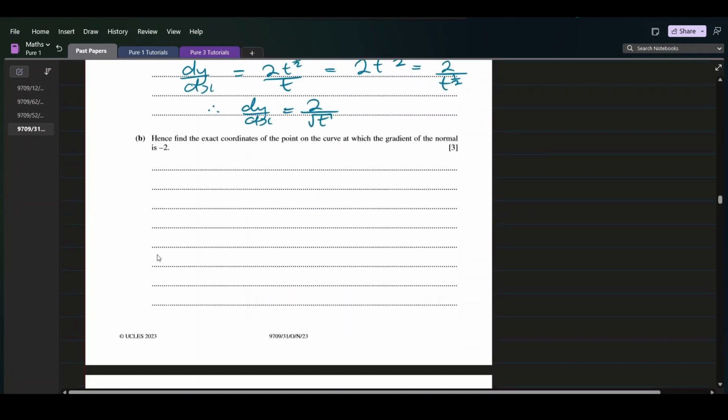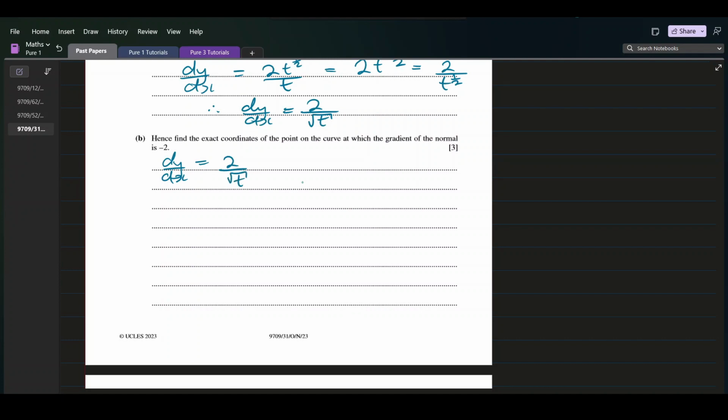Okay, let's move on to part B. Hence, find the exact coordinates of the point on the curve at which the gradient of the normal is negative 2. Alright, so our gradient function dy/dx is equal to 2 over root t. We know that dy/dx represents the gradient of the tangent. And the tangent is perpendicular to the normal, so the gradient of the normal would be the negative reciprocal. So we can say that m is equal to negative root t over 2.